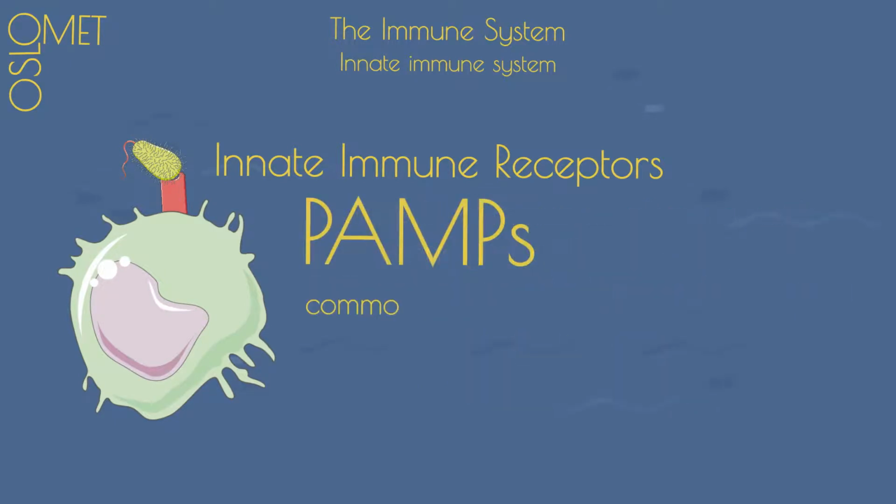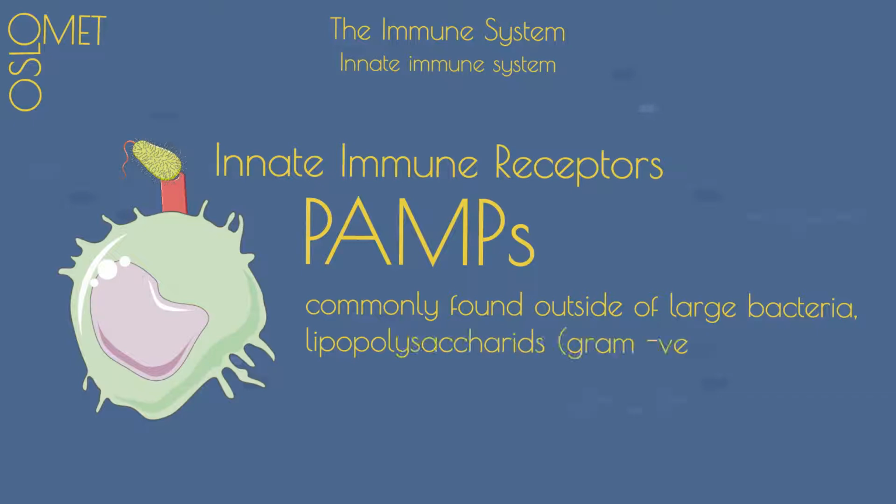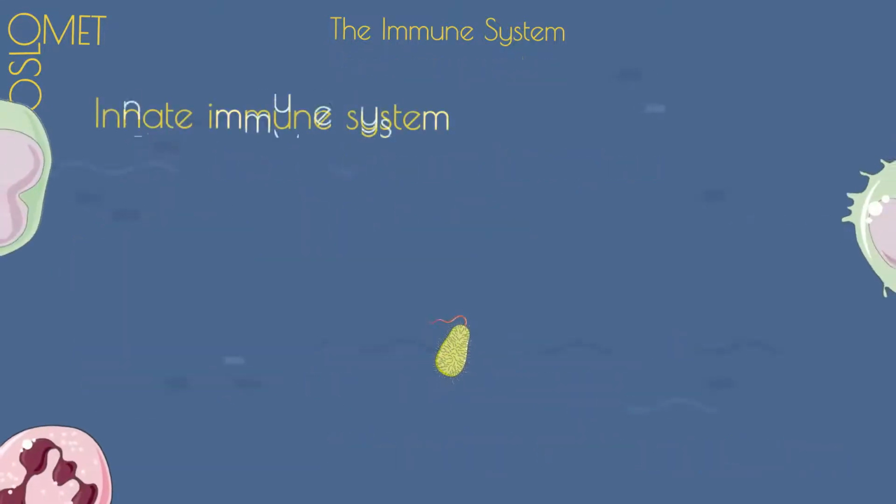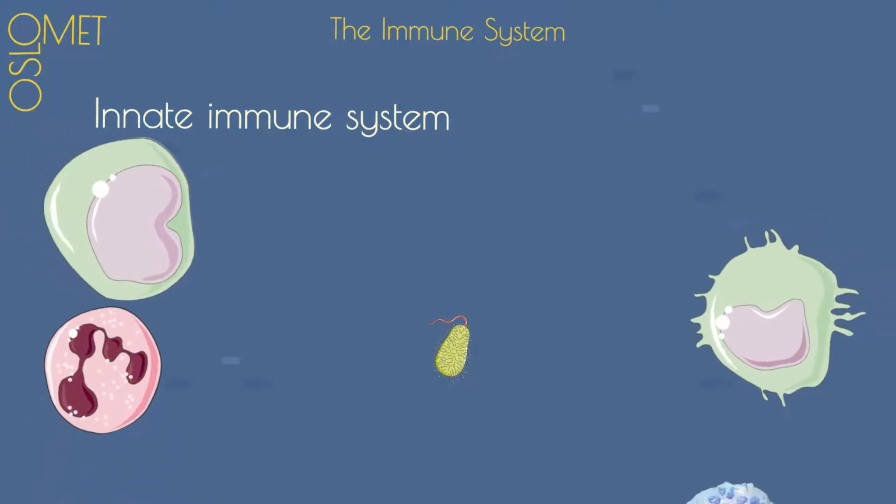PAMPs are commonly found outside of bacteria, such as lipopolysaccharides and peptidoglycans, or they can be the DNA or RNA from ingested viruses. After recognizing a pathogen, innate immune cells perform several functions.